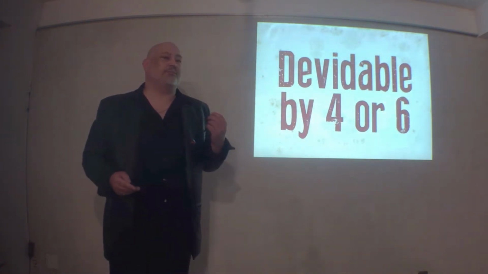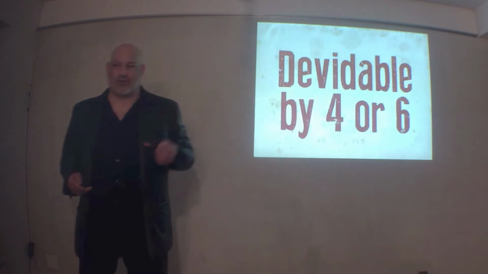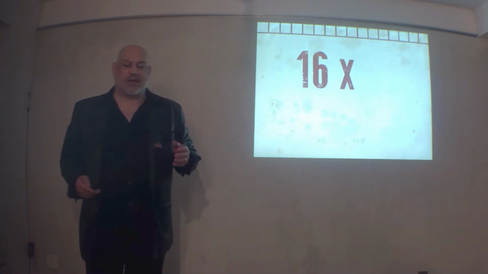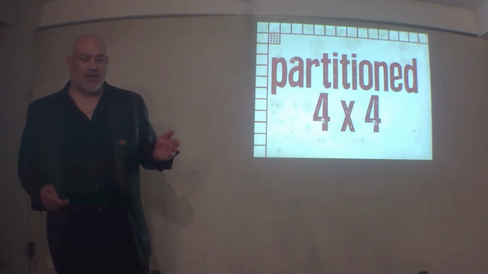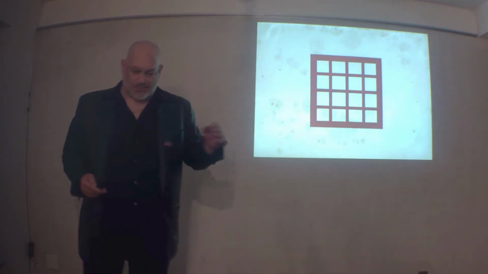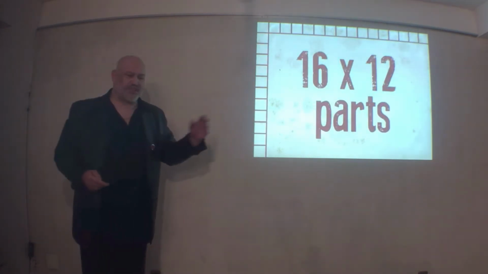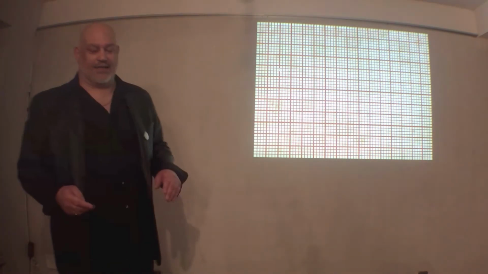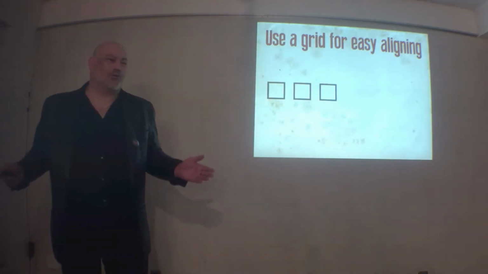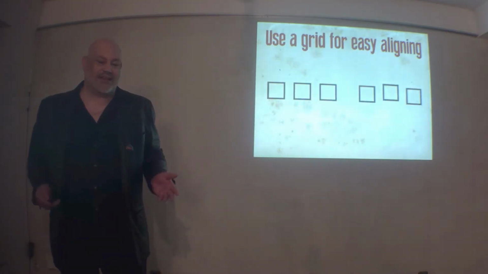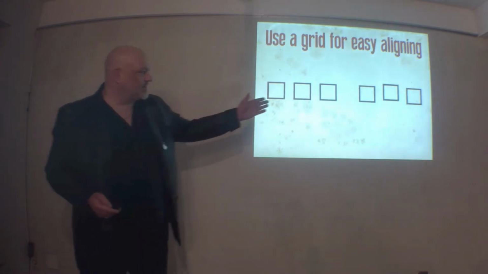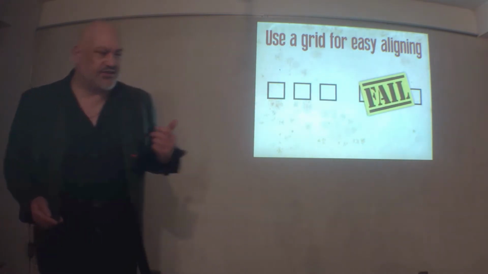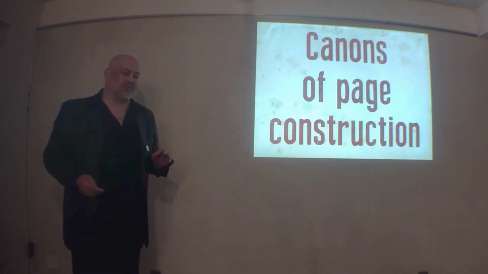I would suggest making your grid divisible by 4 or 6. Numbers like 5 or 10 are not really good. For example, I have 16 by 12 parts here, partitioned 4 by 4. This is a close-up, which gives me a very nice grid like this. Why? Because it's easy to align things. Stuff like on the right side won't happen to you if you use a good grid. That would be a fail; it's just not very serious to have a presentation like this.